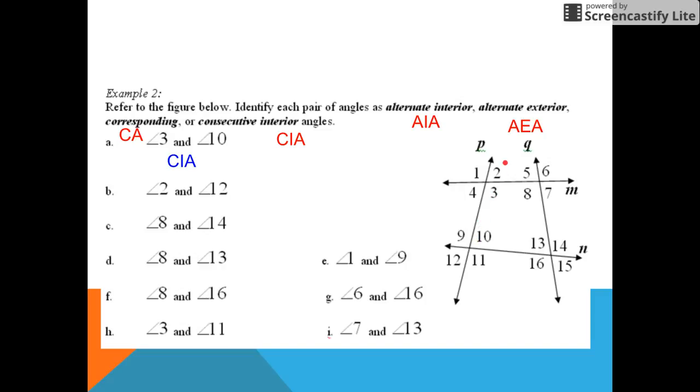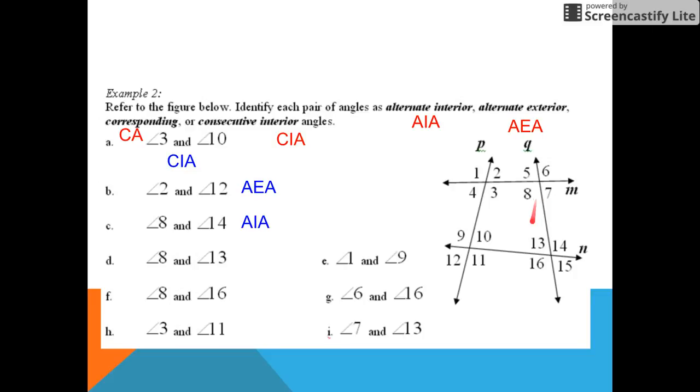Angles 2 and 12 are also along the same transversal line P, and those are not between lines M and N, so they're exterior and they're on opposite sides of the transversal, so those are alternate exterior angles. Angles 8 and 14 are along the transversal Q, and they are between lines M and N, but they're on opposite sides, so those are alternate interior angles.